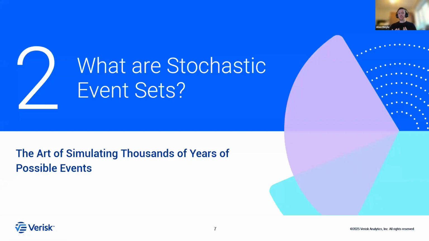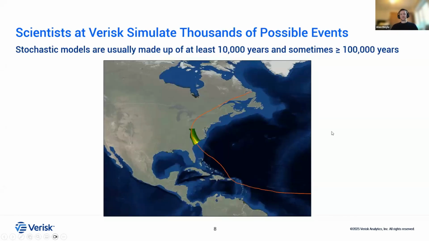Okay, so now we know a little bit about the why. So next, let's consider the what in a bit more detail and focus in on these stochastic event sets. Notice I use the word art deliberately here because catastrophe modeling is something of a scientific art, as you will see on these lovely animations.